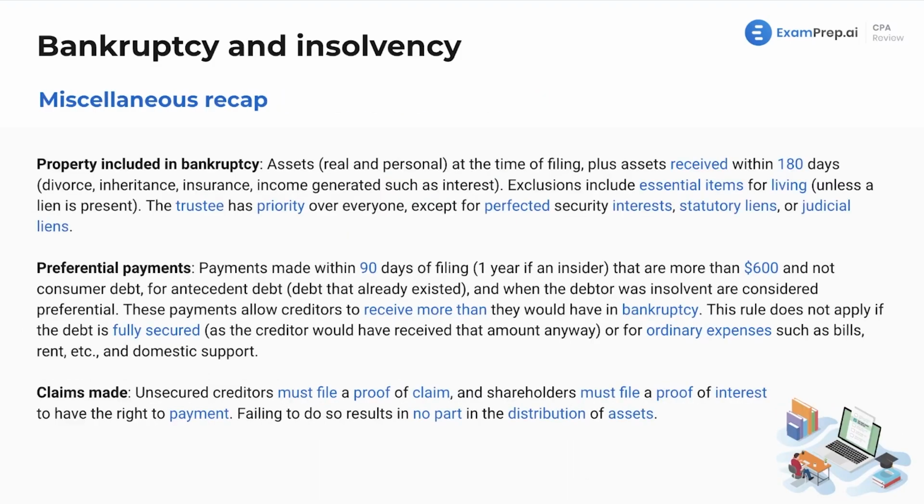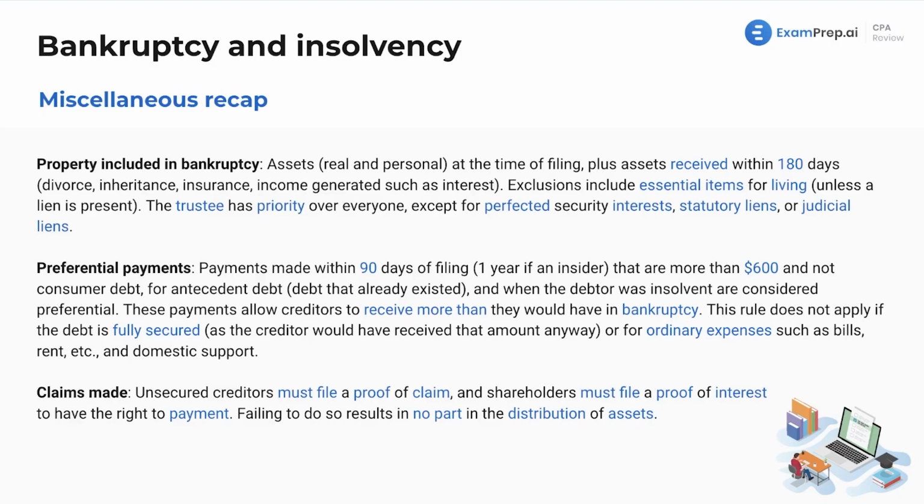All right, some miscellaneous recap, some information, some things we've seen, some things we haven't seen. Just getting a nice overall recap. Got a few more slides and we'll call it a day. Property included in bankruptcy, that's going to be assets, real and personal assets at the time of filing, plus assets received within 180 days, so divorce, inheritance, insurance, income generated such as interest. Exclusions include essential items for living, unless a lien is present.